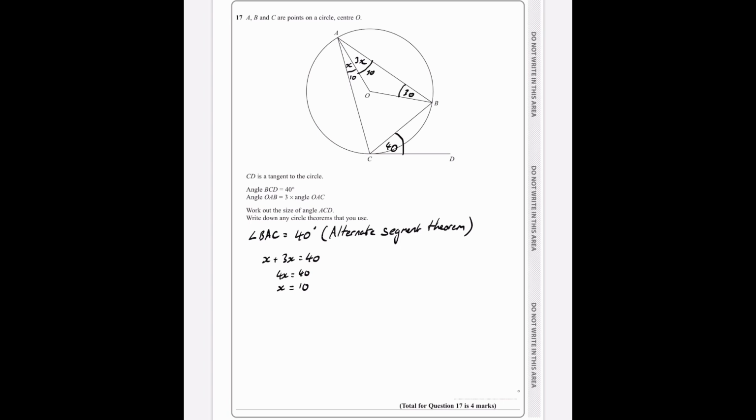Given that OAB is 30 and OAB is an isosceles triangle, we know that ABO will be 30 degrees as well. OA and OB are, of course, radii of the circle. That's why I know it's isosceles. And my reason there is base angles in an isosceles triangle.